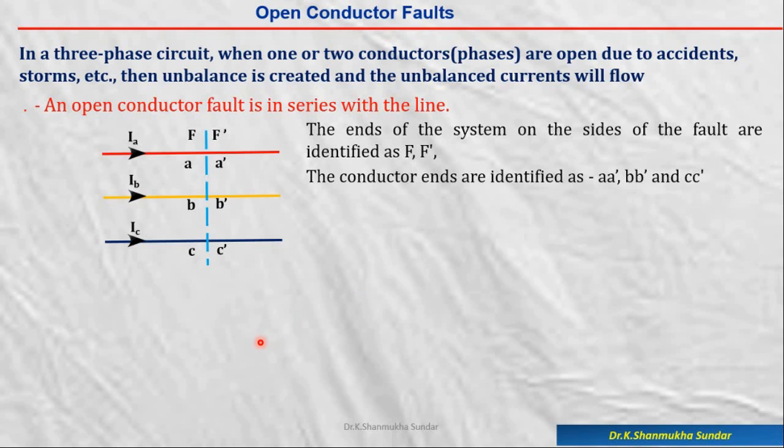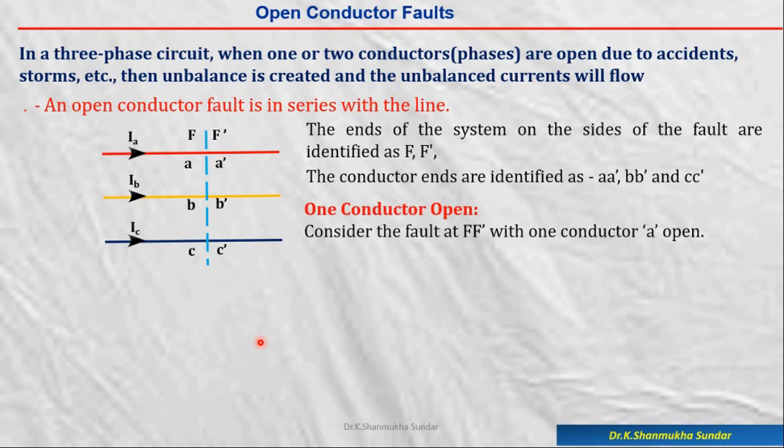Open conductor faults may be a one conductor fault or a two conductor fault. Is it clear? First let us take the one conductor open. Out of these three conductors, we will assume any one conductor is open. So now consider the fault at F F dash with one conductor A open. Here you can see A dash is open. So this is the case where one conductor is open.